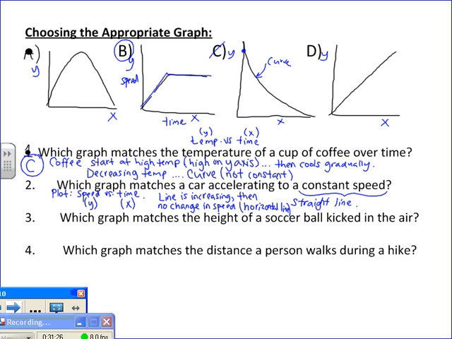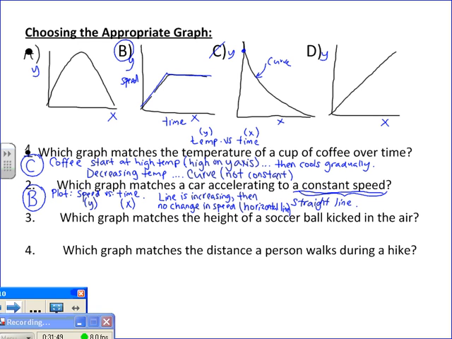Graph C does not match because, again, we're coming downhill. And graph D could work for us, except for the part of our problem that says we are going to eventually reach a constant speed. And so D is not going to work for us there. So our answer for this is B, graph B.